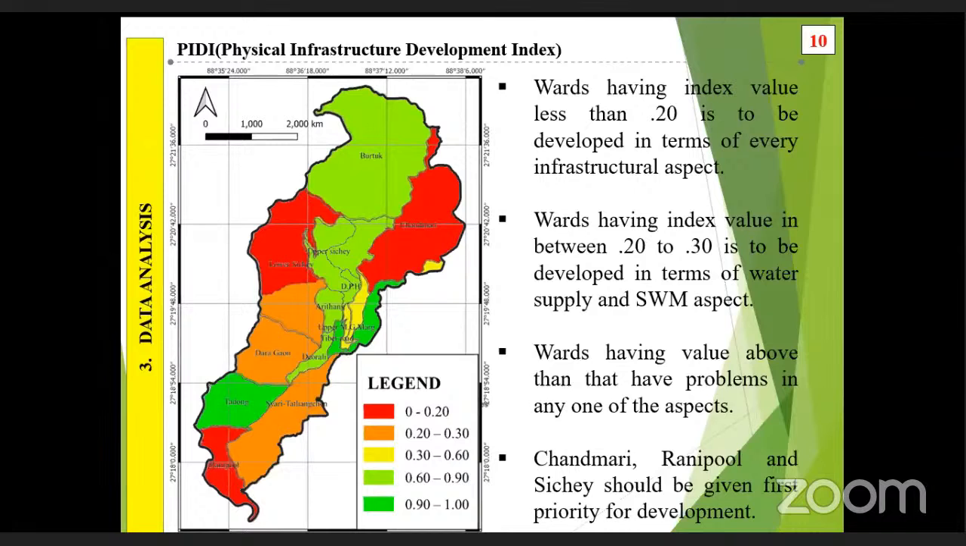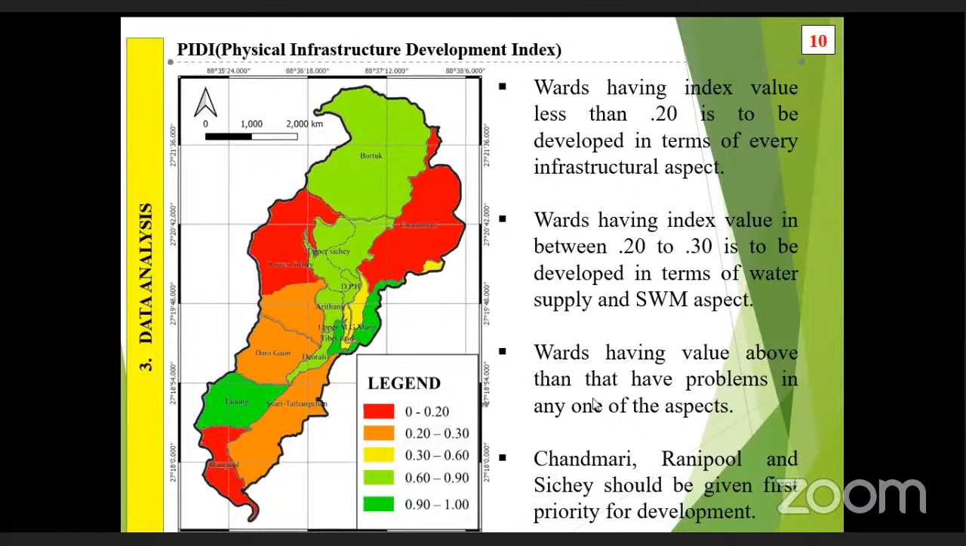All of the key factors are weighted after being normalized and further multiplied by their respective weights, like factor loadings. The summed up values are divided by the sum of the weights given, which results in the value of PIDI, that is, Physical Infrastructure Development Index, for all of the 15 wards. These are further classified into 5 parts. As we can see in the map, the range is 0 to 1, and there are 5 classes.